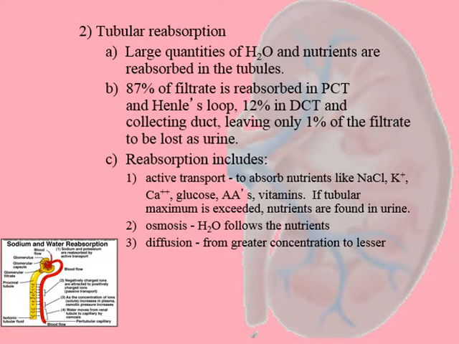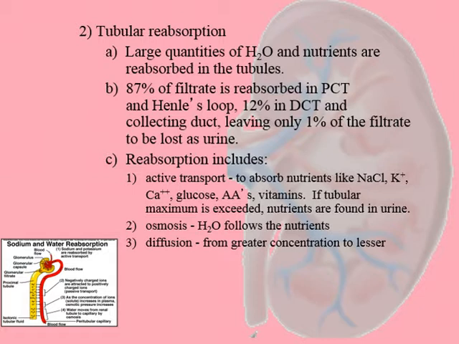87 plus 12 gets me to 99. So we're reabsorbing 99% of the fluid. Only 1% of that fluid then ends up being lost as urine each day. Okay, so we're going to reabsorb 99%. 1% will be lost as urine.